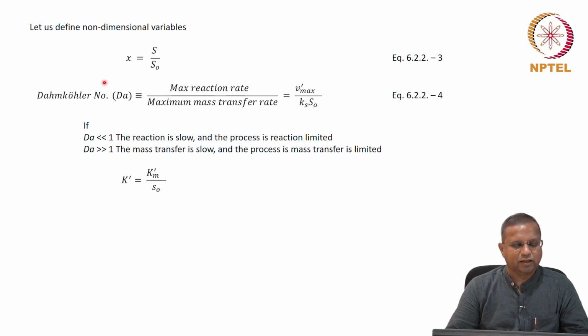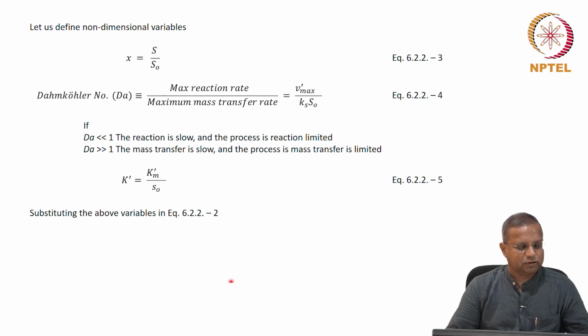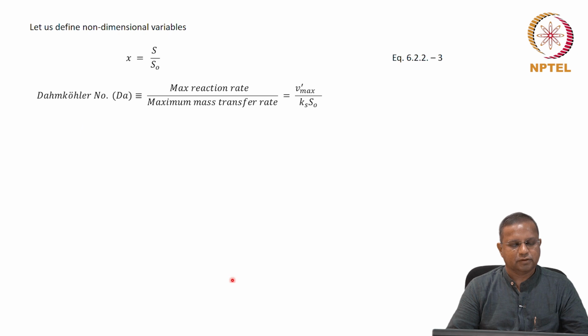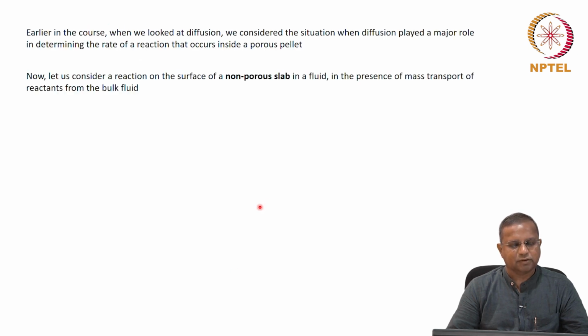Let us define another non-dimensional number that is needed, k dash. It is nothing but Km dash by S naught, equation 6.2.2-5. And if we substitute x, the Damkohler number, and k dash into our expression here, it is nice, we do not have differential equations here as yet.